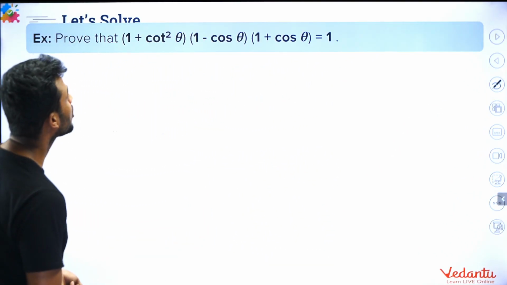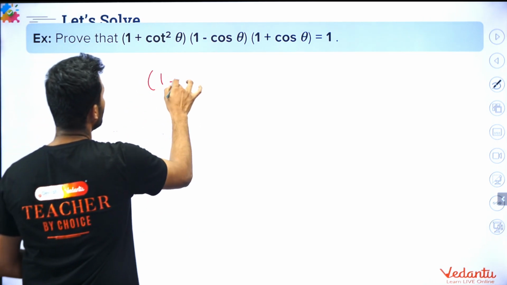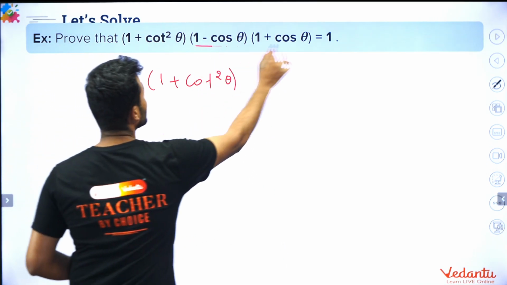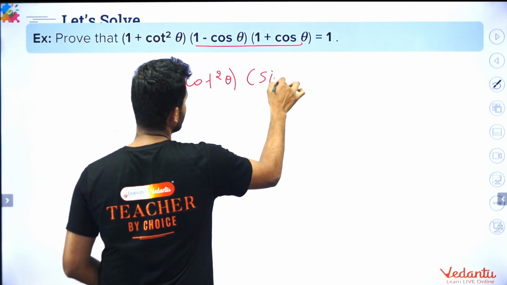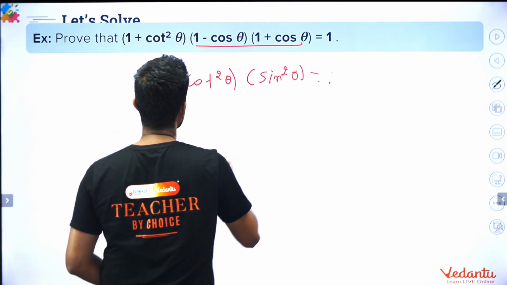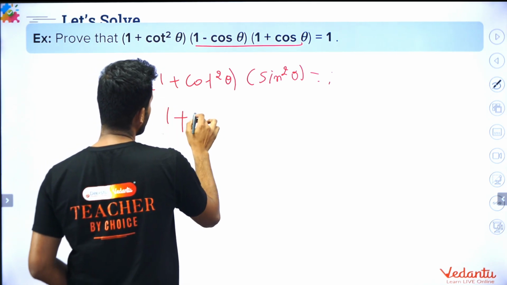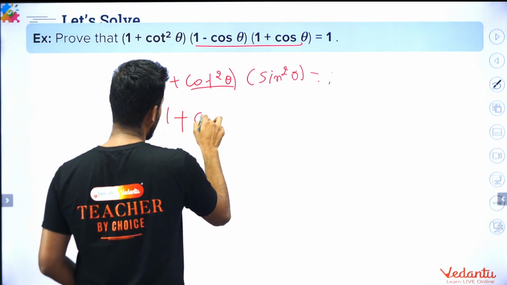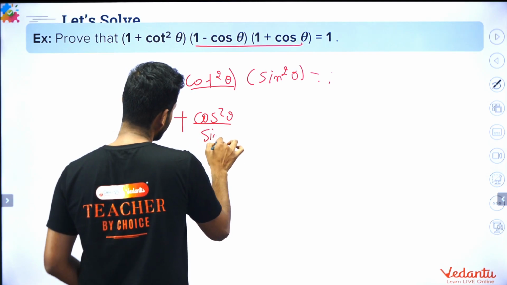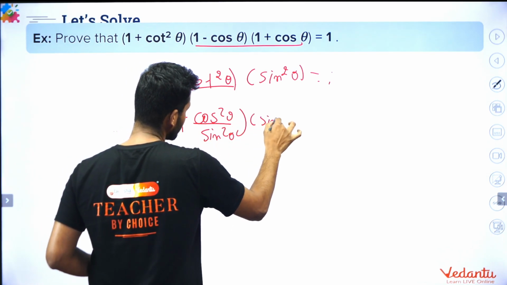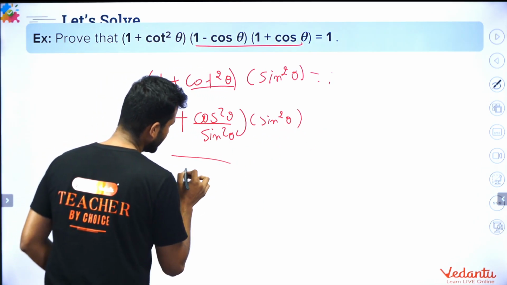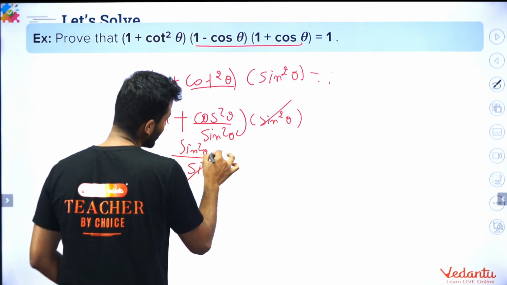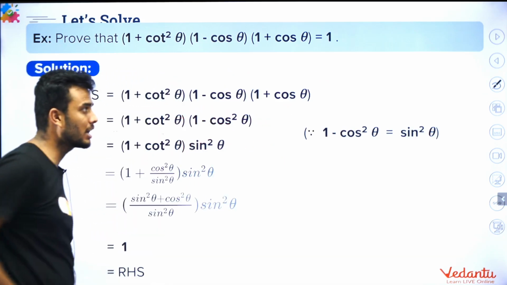Next question. 1 plus cos square theta, 1 minus cos theta. Very simple, students. Everyone facing difficulty, don't worry. 1 plus cos square theta, a minus b into a plus b. 1 minus cos is nothing but sin square theta. That is equal to 1. Sorry guys, cot is nothing but cos by sin. Cos square theta, sin square theta. Then take LCM. It becomes sin square. These two terms cancel. Sin square theta plus cos square theta becomes 1. Proved. Terms are all clear.